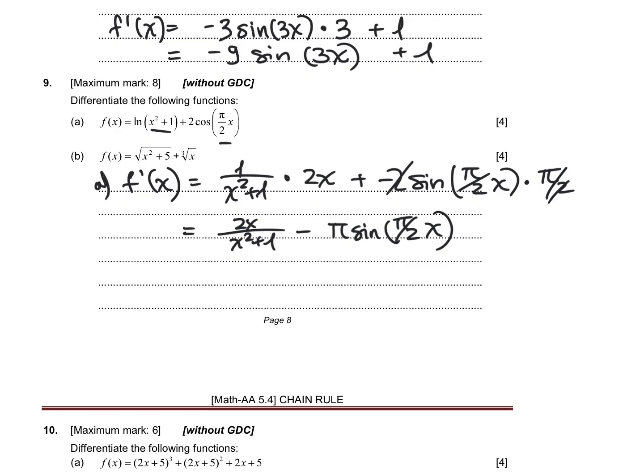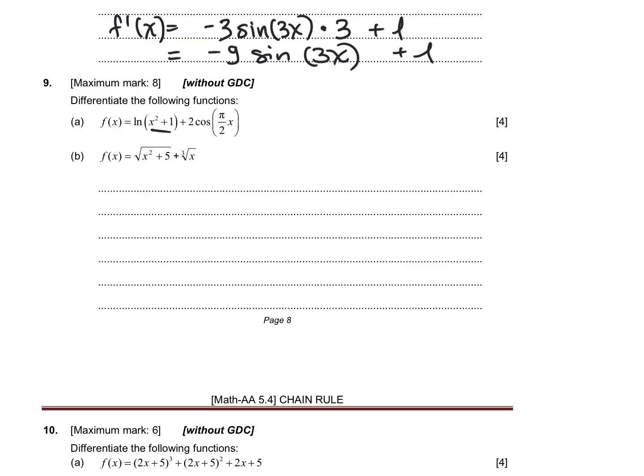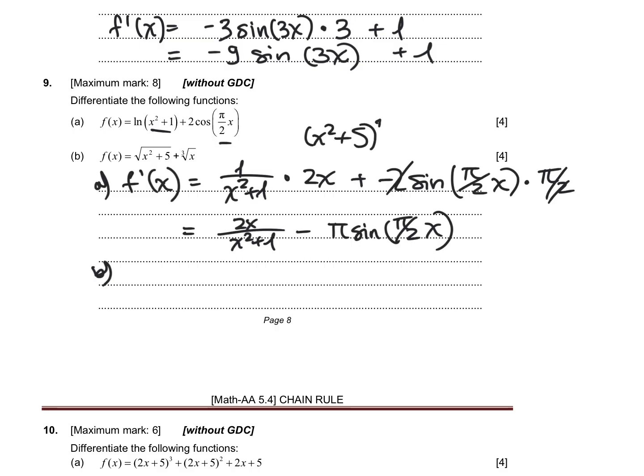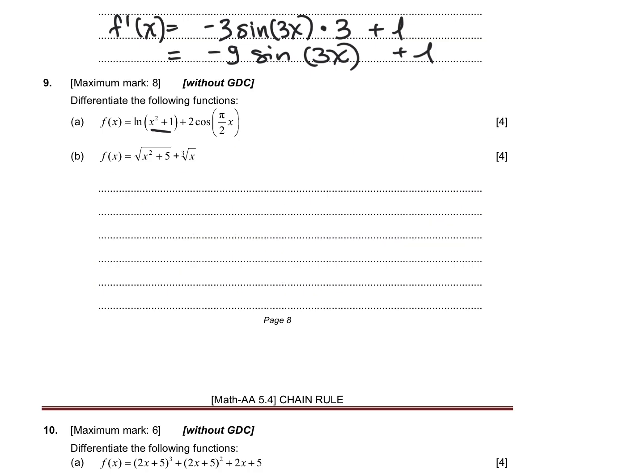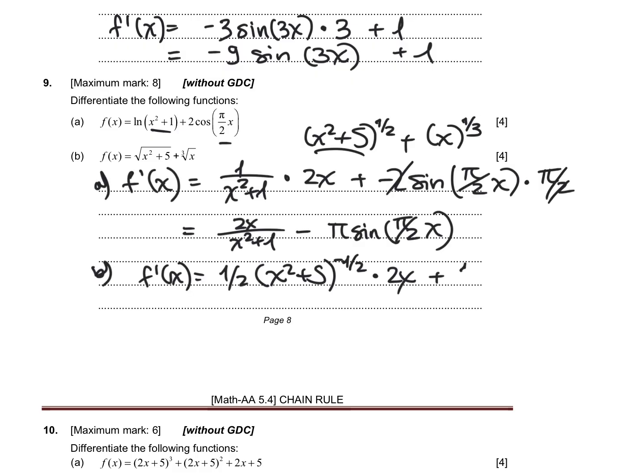And for B, so this is like (x squared plus 5) to the 1/2 plus x to the 1/3. So we're going to have the derivative is equal to 1/2, just by the power rule, (x squared plus 5) to the negative 1/2 times the derivative of the inside function, which is going to be 2x, and then we're going to have plus 1/3 x to the 1/3 minus 1, which is 1/3 minus 3/3, which is negative 2/3, and there's no chain rule for that, just times 1.